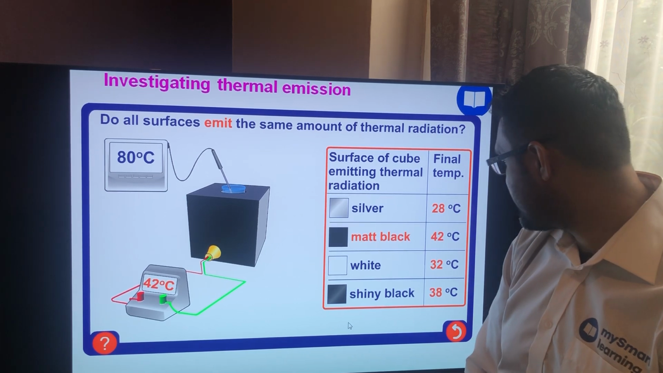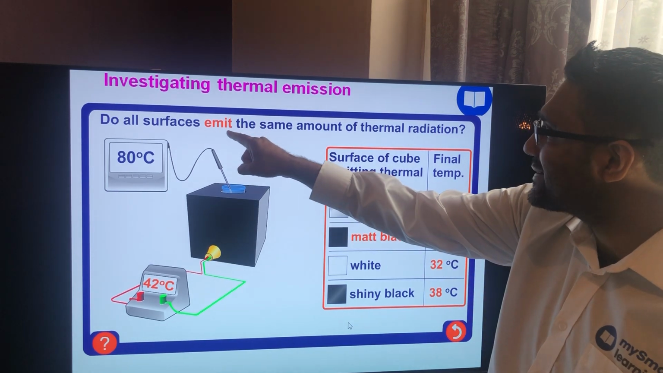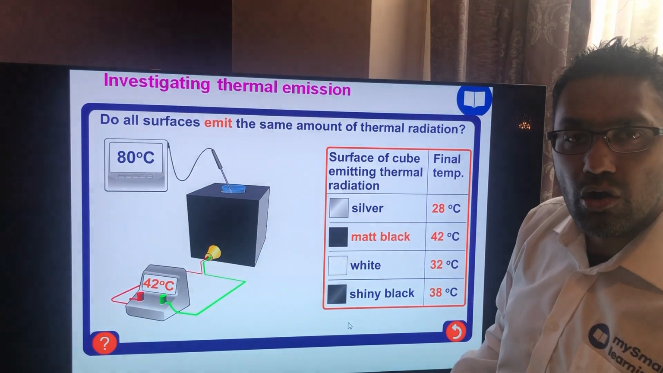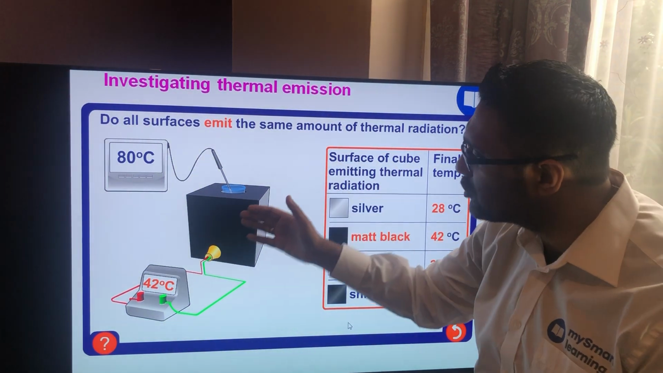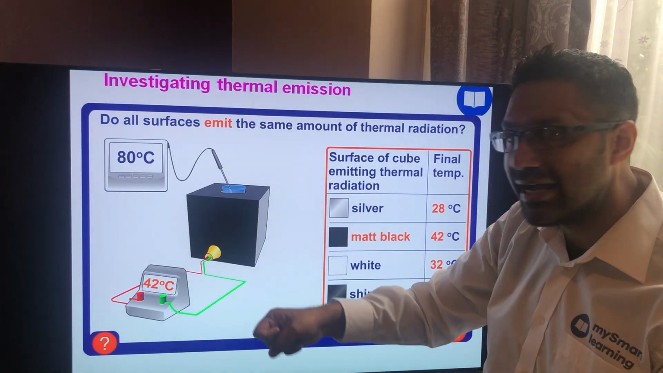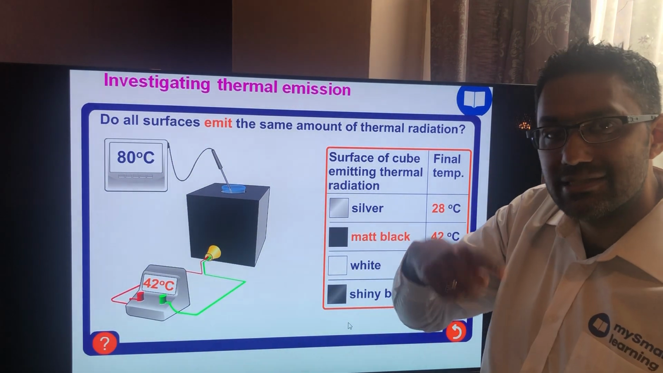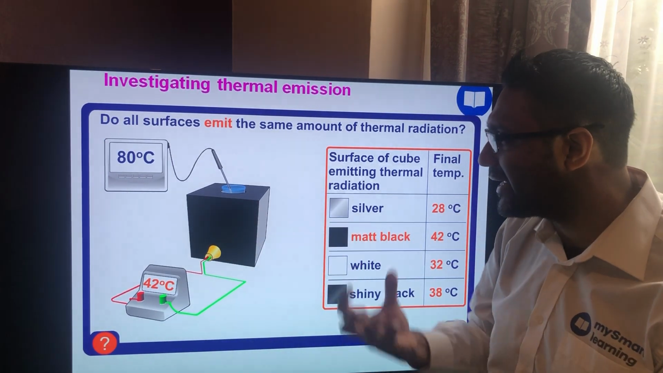So what is that telling us? Well, that's telling us that matte black is the best emitter of infrared radiation. So the most heat energy is transferring out through the matte black. So it's the best emitter, and ironically, weirdly, it's the best absorber as well. So if it's the best at giving out, it's also the best at taking in.